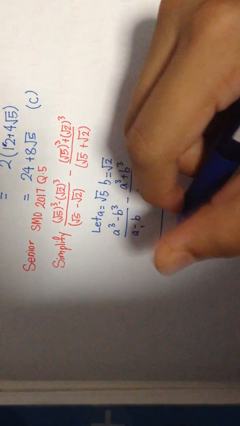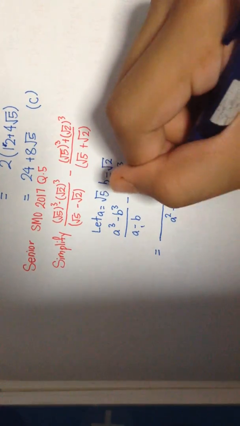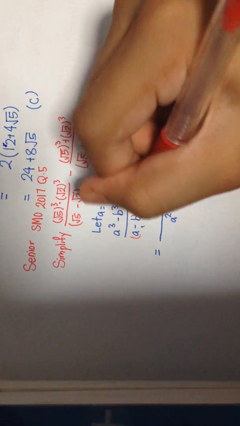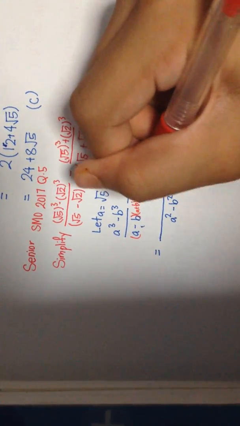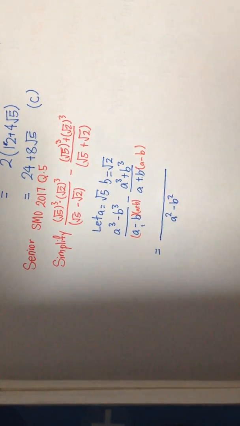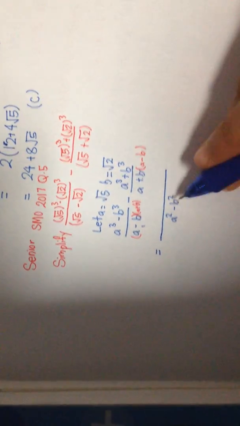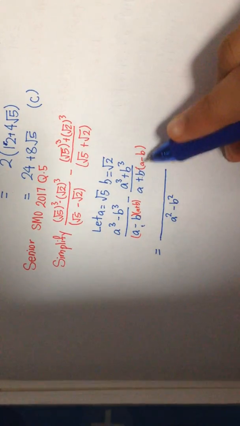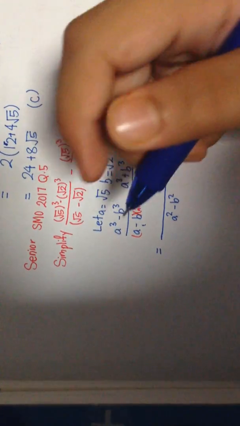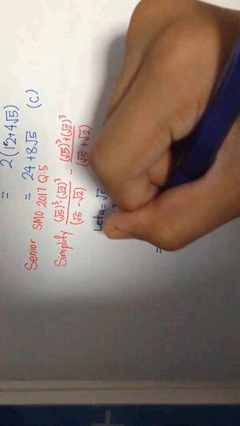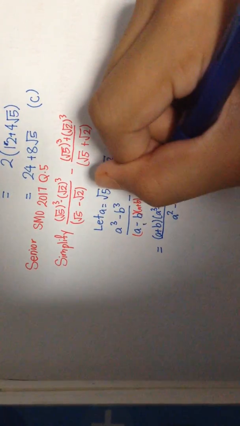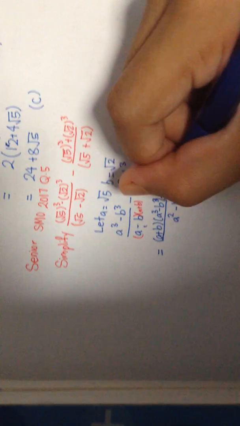This is equal to a square minus b square because I multiplied a plus b and I multiply here a minus b. So I easily have made this a square minus b square. But then I also have to multiply with the top. So that is already a plus b times a cubed minus b cubed minus, okay, here's the funny thing.